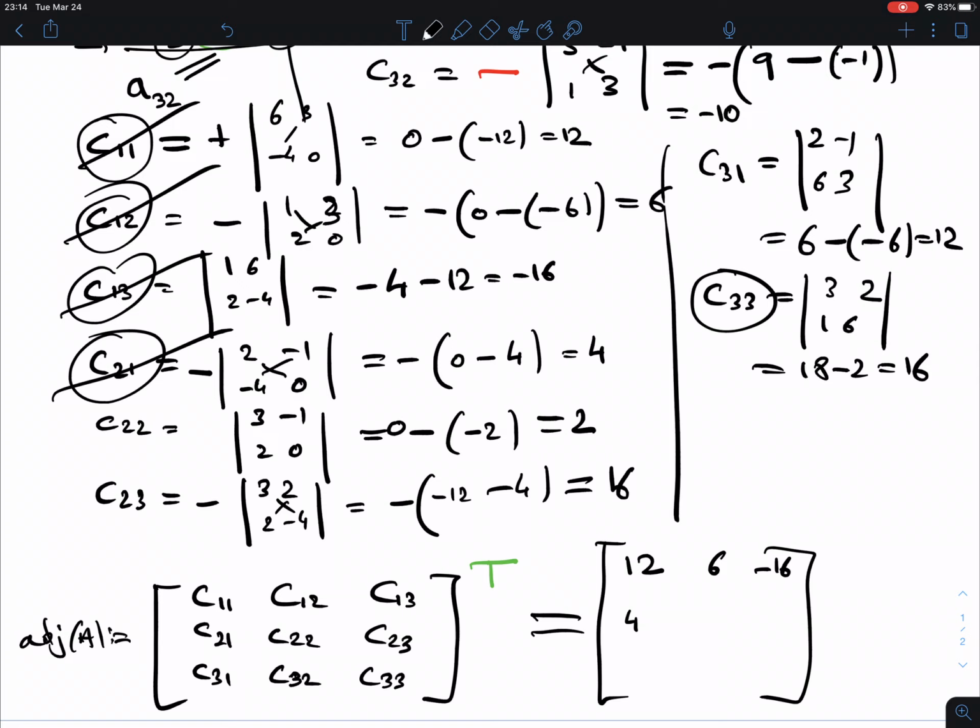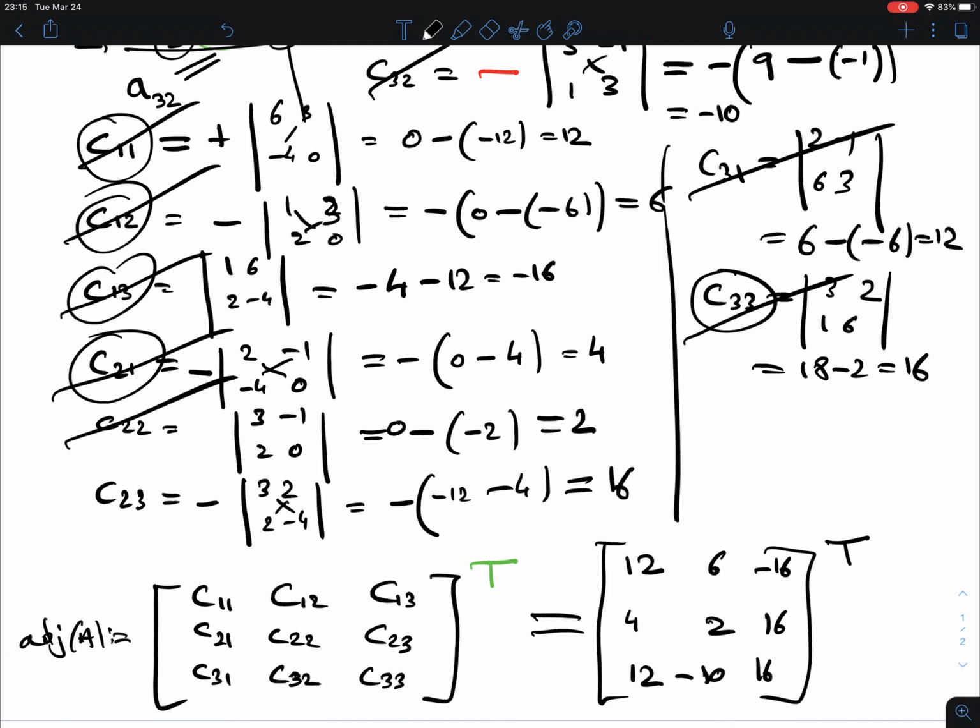Let's pick C33. Where does C33 go? Well, third row, third column. So it goes there, all right? So that was 16, all right? There's that. C31, that's 12, that goes here. You see that? Okay. What else? Make sure that you don't forget anyone. C32, that would be in the middle here, right? C32, that's minus 10. C22, that would be the middle one here, so that's 2. And then finally C23, that would be 16, that goes there.